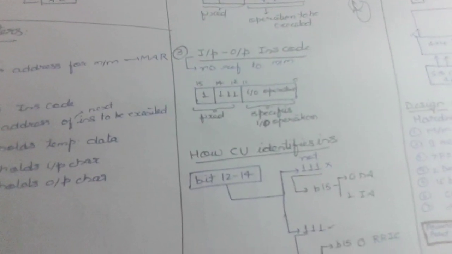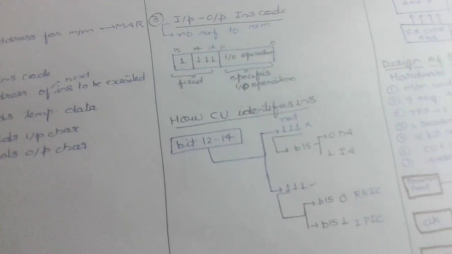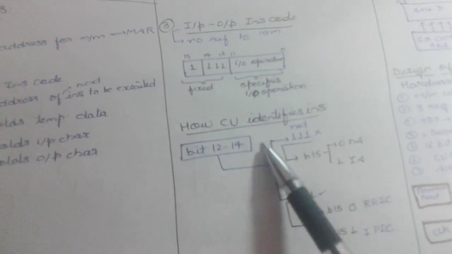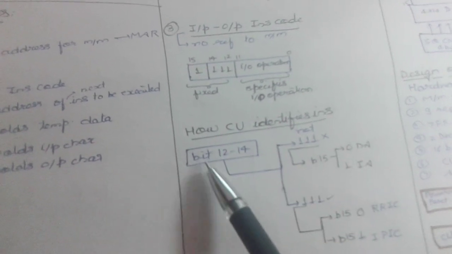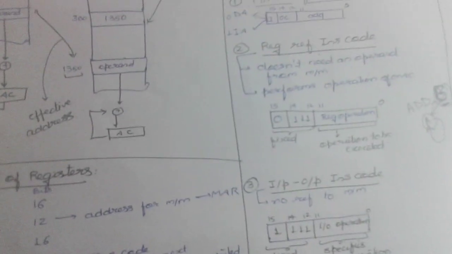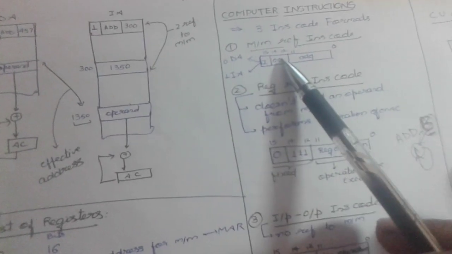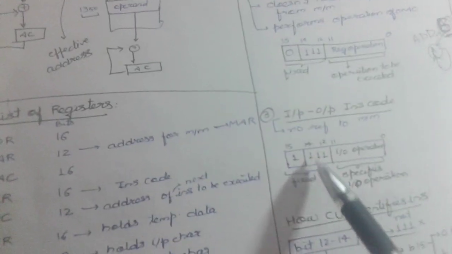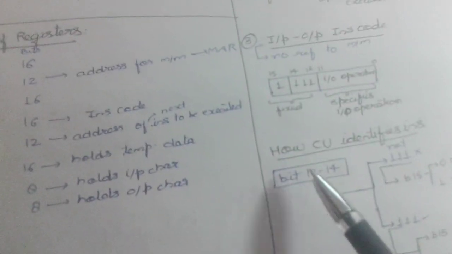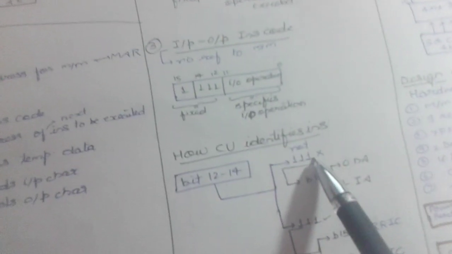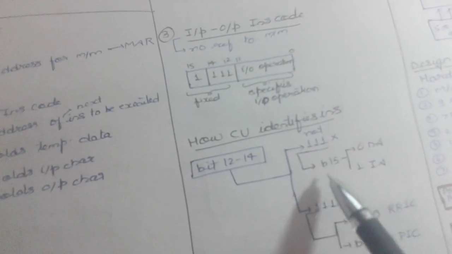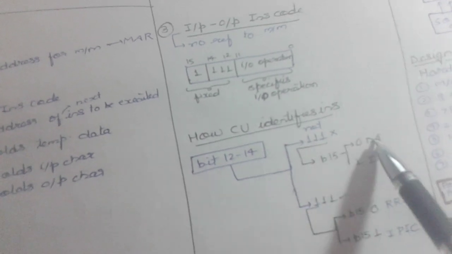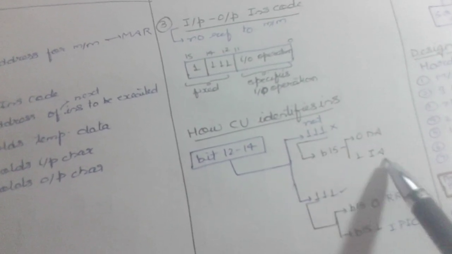Now we will come to how the control unit identifies any instruction. The control unit checks bit number 12 to 14. In case of a memory instruction, these contain the opcode, except 111. In case of register reference, this is 111. In case of input output, this is also 111. If bits 12 to 14 are not 111, that means it's a memory reference instruction. In that case it will check bit 15. If that is 0, then it is direct address. If that is 1, then it is indirect address.